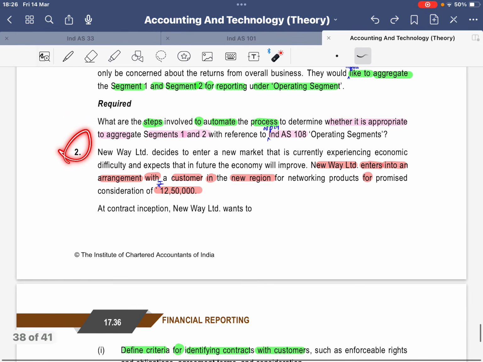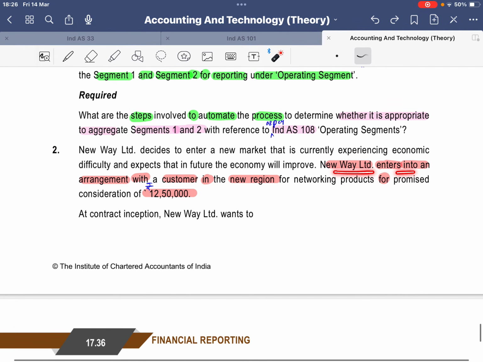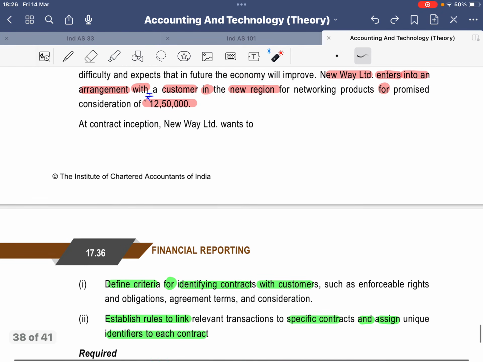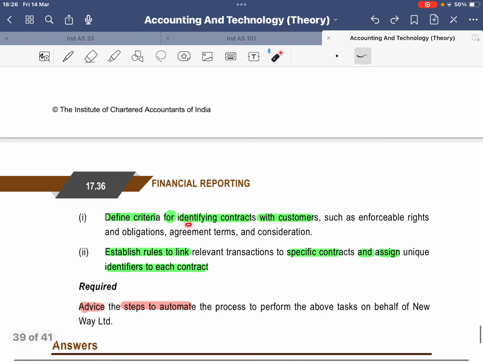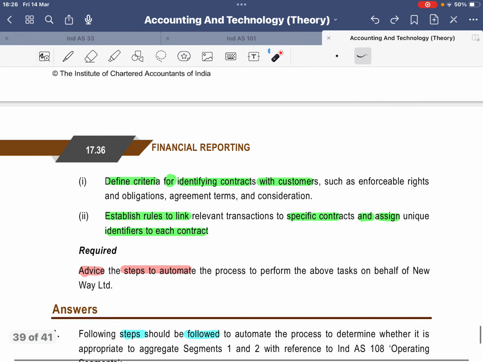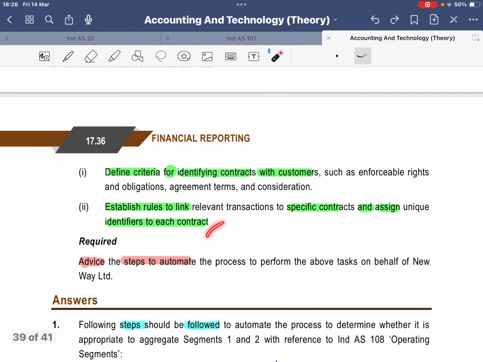Now question 2. New Way Limited enters into an agreement with a customer in new region for Rs 12,50,000. Define criteria for identifying contract with customer. Establish rules to link specified contracts and assign identifiers to each contract. Required: advise steps to automate.